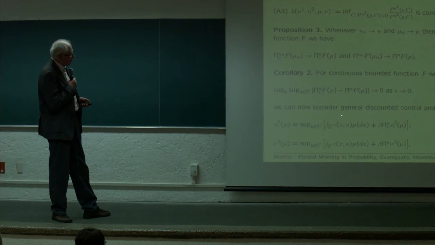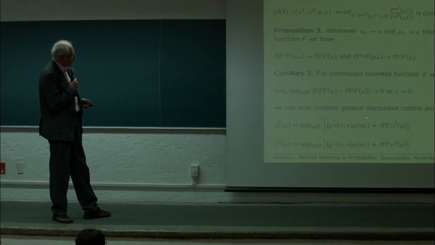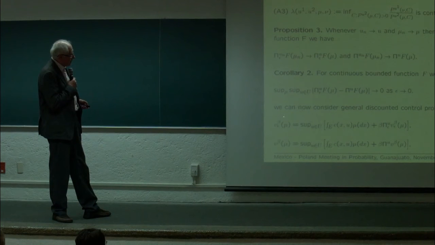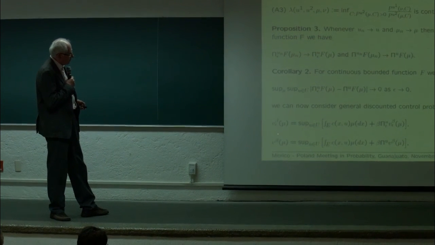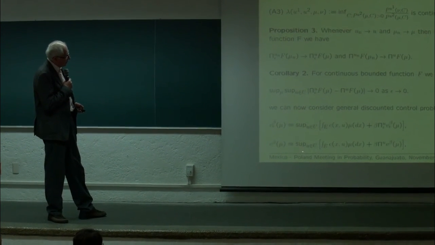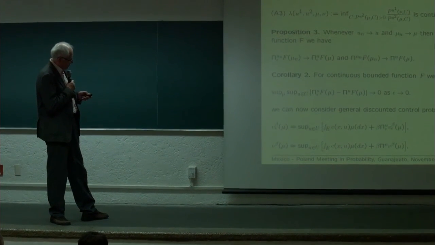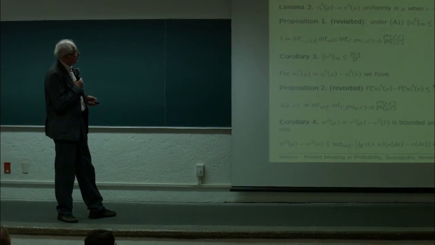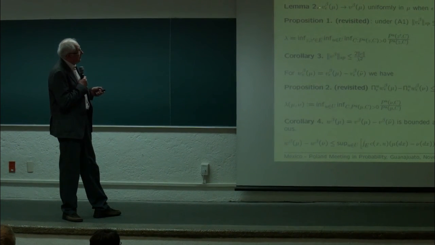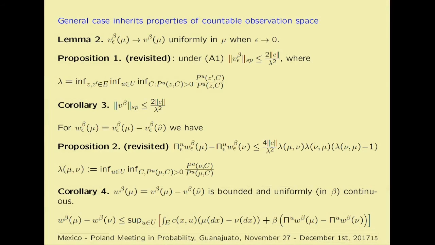And then we are working, on the one hand side, with the Bellman equation corresponding to countable observation, and then we have a Bellman equation corresponding to the discounted problem with general observation. The lemma is the following. One can show that for each beta we have a uniform convergence. It's under the assumption I assumed, and then to continue I need propositions 1 and 2.